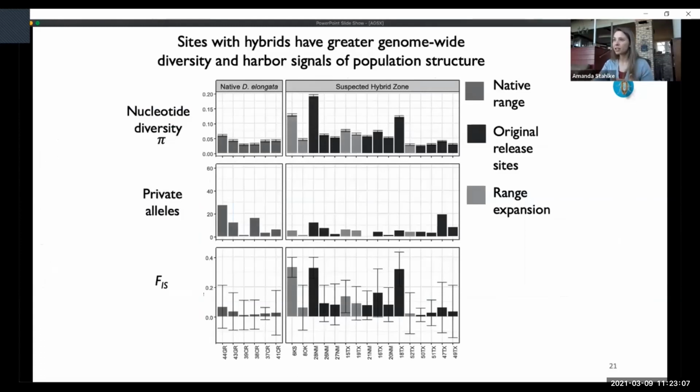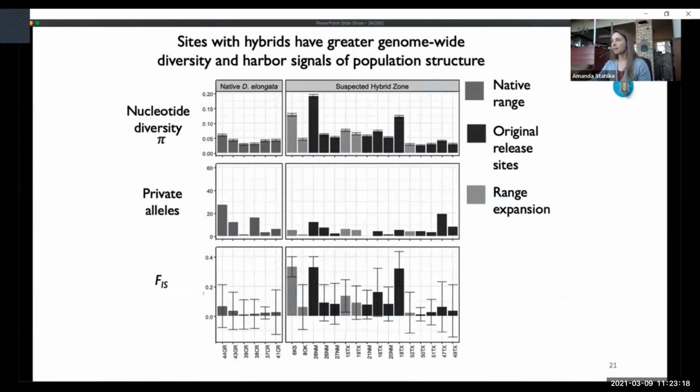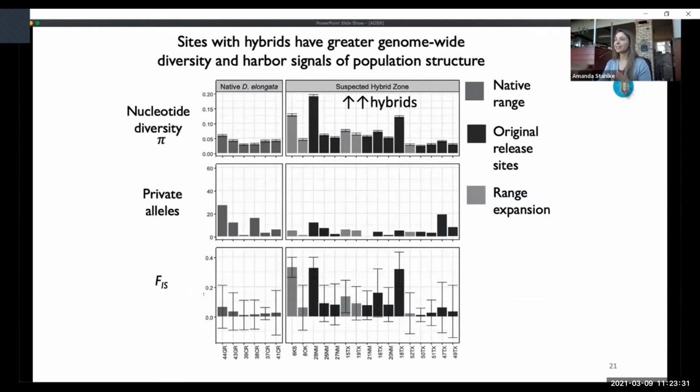Taking this into a genetic diversity context, we can compare these sites to their native range in terms of nucleotide diversity, the number of private alleles, and the inbreeding statistic FIS. Here, the native range is shown in the dark gray, and then these original release sites are in black, and range expansion sites are shown in lighter gray. And sites with hybrids had an increase in nucleotide diversity. We do see some sign of that population bottleneck with a decrease in private alleles compared to the native range.